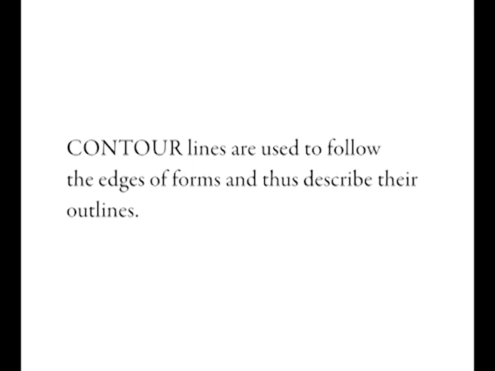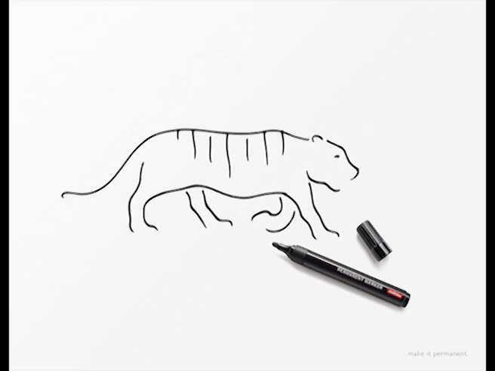Contour lines are used to follow the edges of forms and describe their outlines. Here's an example of a contour line. It just really describes a form.